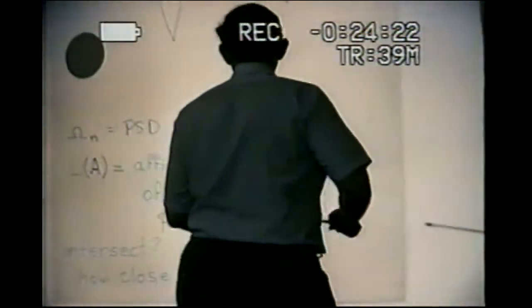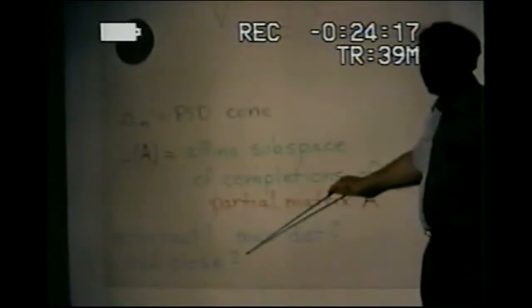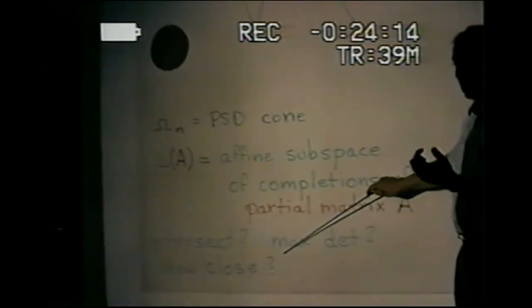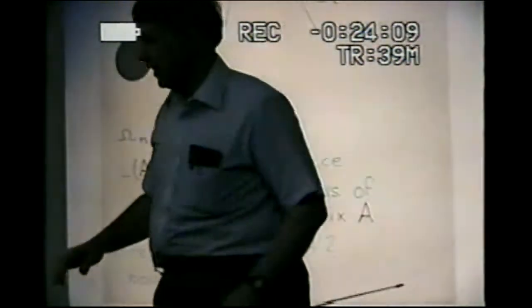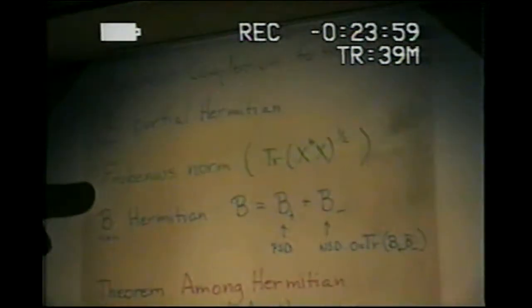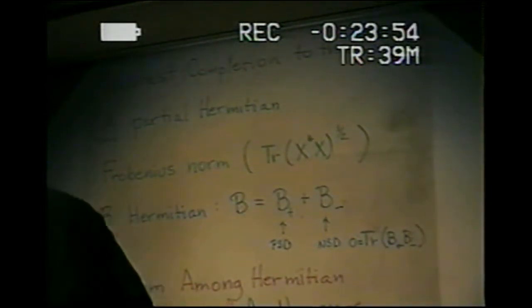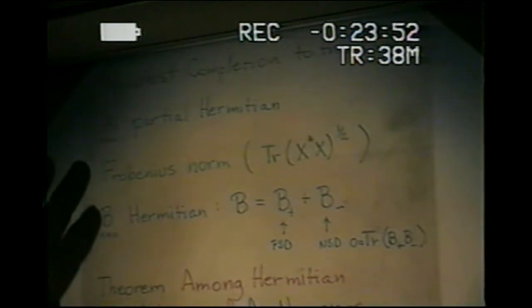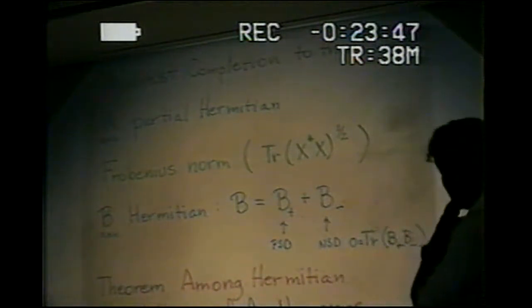And furthermore, if they don't intersect, I could ask the question of how close these two sets come. How close can I get to a positive definite completion if I can't actually get one? So in that sense, this is going to be a little more general. So let me now describe an algorithm that actually solves that problem. And again, provably converges, although this isn't necessarily very fast, but at least it solves a more general problem.